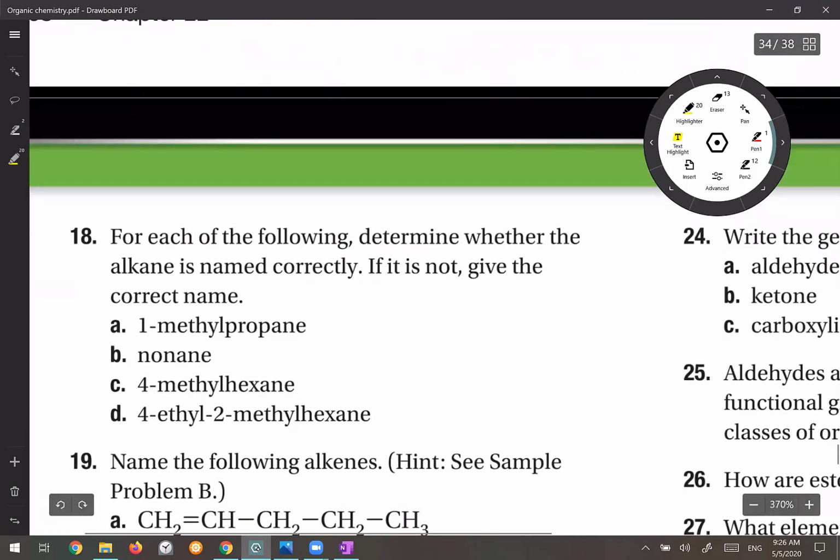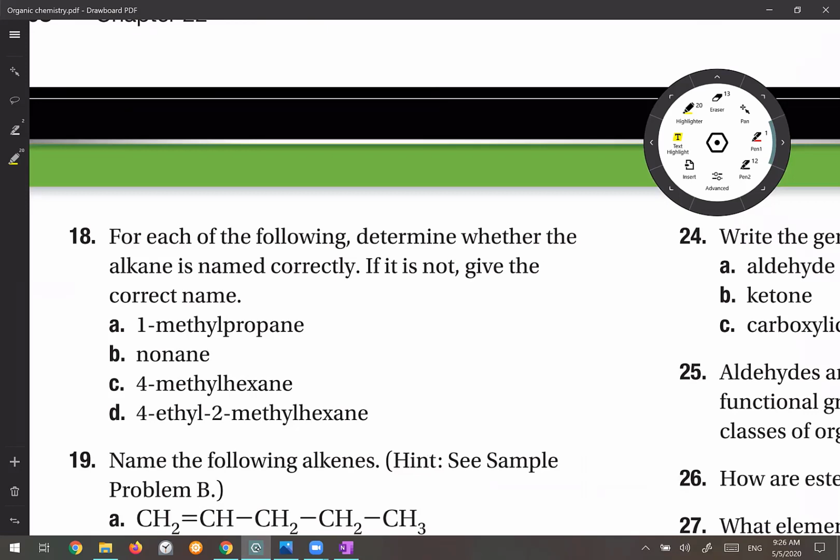It says for each of the following, determine whether the alkane is named correctly or not. If it is not, give the correct name. So several names of the alkane are given here. You can see the end of them is A and E, so it means they are alkane. But it asks us if the name which is given is correct or not. To identify if the name which is given here is correct or not, you have to draw the molecule as it's given to you. Then you can check if it's correct or not.